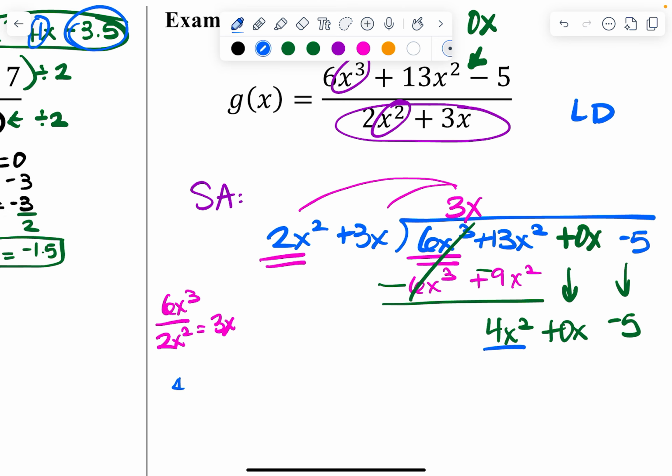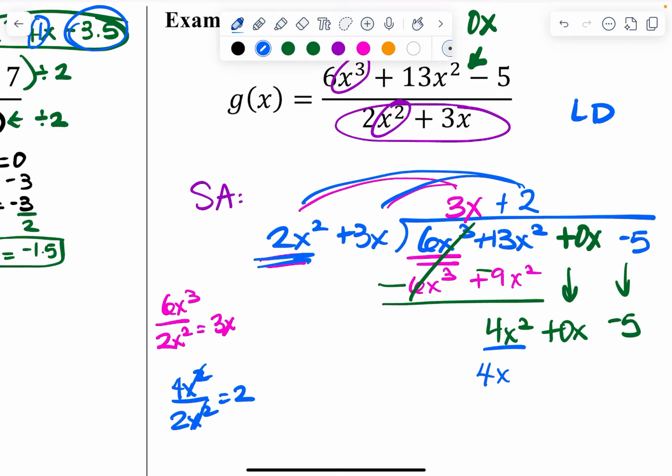Divide the first term by the first term. 4x squared divided by 2x squared leaves me just 2. So this is going to be a positive 2 here. And now we're going to multiply it back. This becomes 4x squared plus 6x. And now we're going to subtract. Oops, hold on. This cancels as it should. It's negative 6x, and bring down your negative 5.